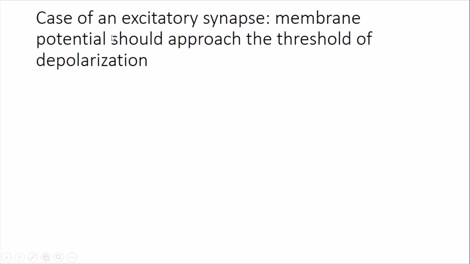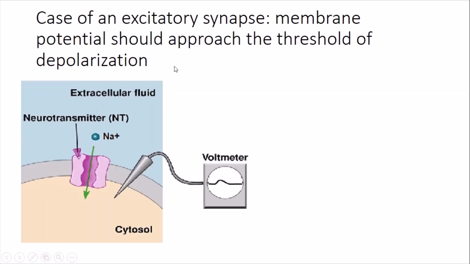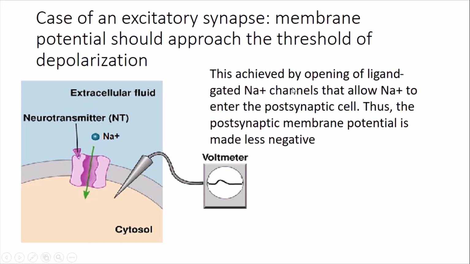First of all, we'll start with the case of an excitatory synapse. The membrane potential in an excitatory synapse should approach the threshold of depolarization. How come? We're saying it's excitatory, means it has to try at least to form an action potential or to give a response. And to do that, it has to reach the threshold of depolarization. So in that case, to achieve that, usually this is achieved by the opening of ligand-gated Na+ channels. So when it's excitatory, usually Na+ channels are opened by the binding of the neurotransmitter.